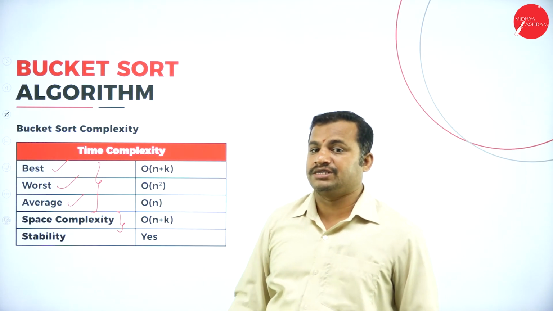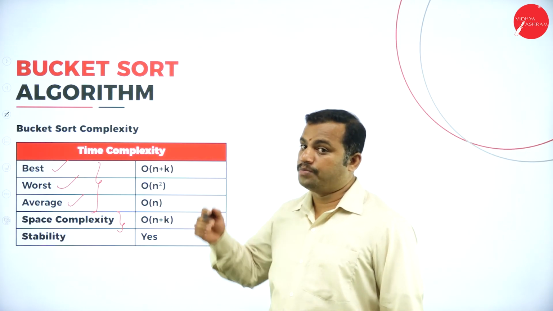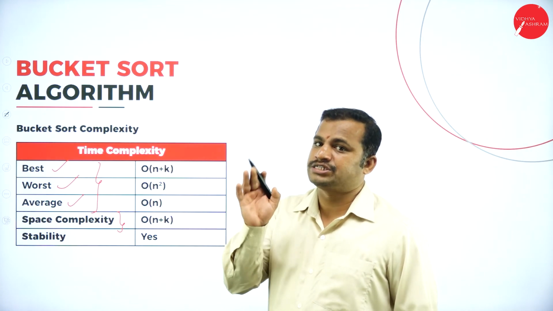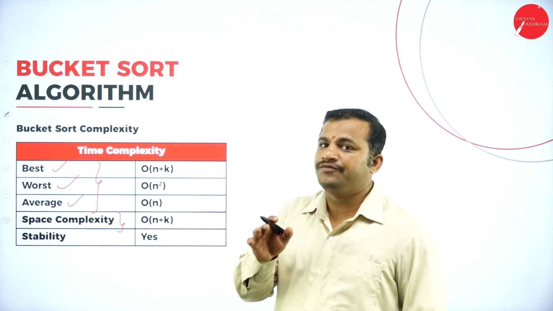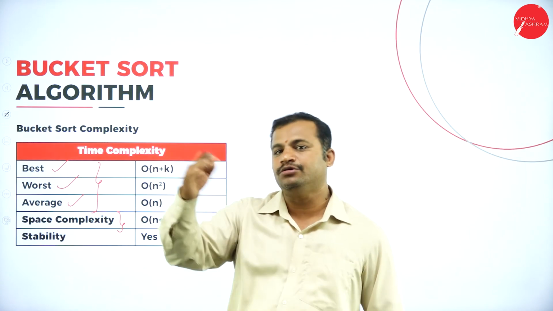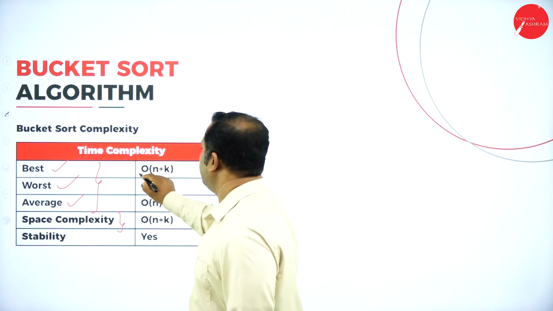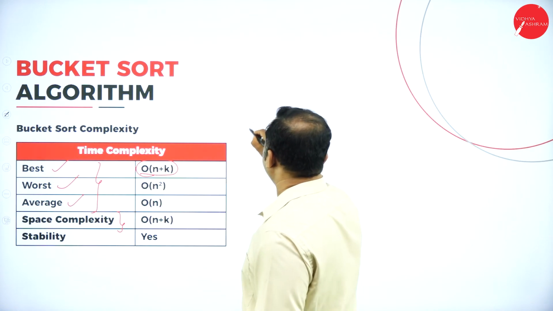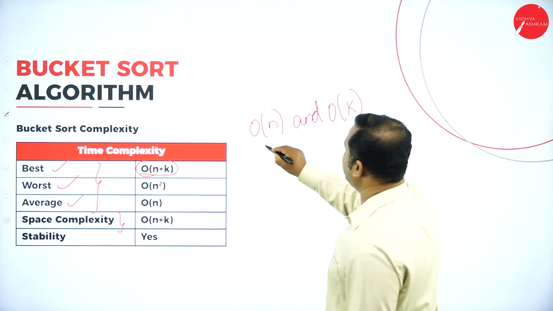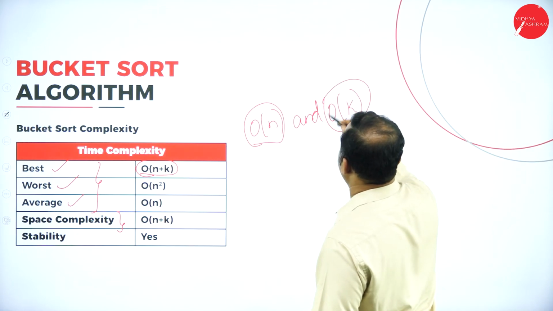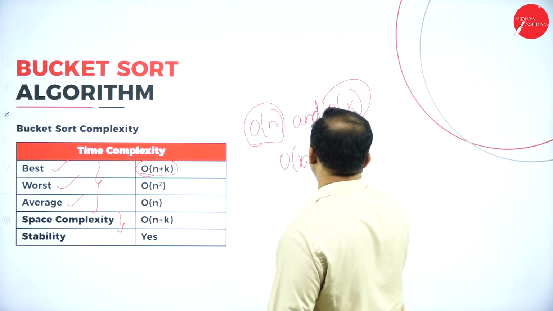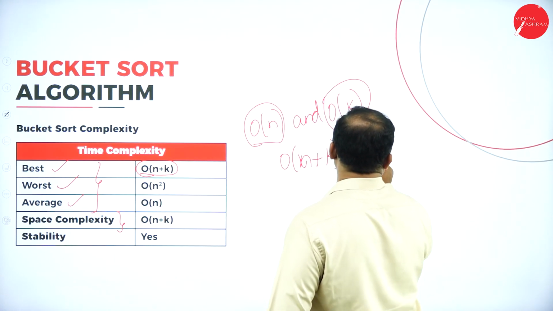Let me consider the best case. In the best case, elements are uniformly distributed. When the elements are uniformly distributed and already sorted in each of the buckets, we can just scatter them into different positions, and the time required is represented as big O of n plus k, where n indicates the size and k indicates the number of buckets. This is the best case time complexity.